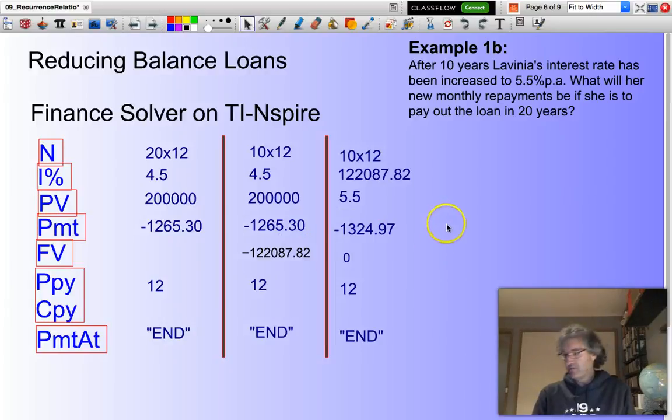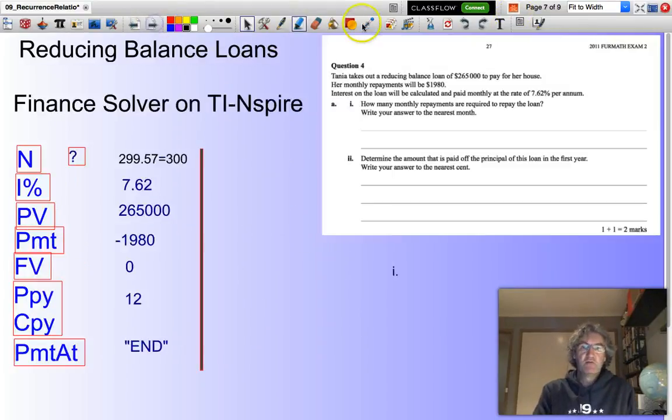Perhaps from that you can get an understanding or an appreciation of why homeowners really worry about interest rate increases. So moving on to the next slide.